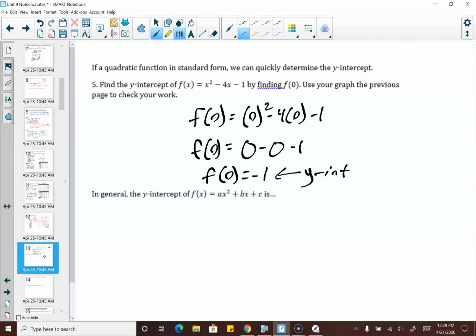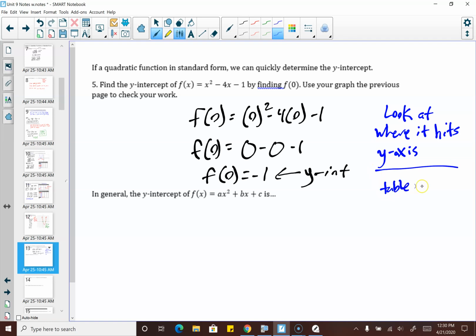Okay, but if you want to use the graph to find it, what you're going to look at is where it hits the y-axis, okay? Or on the table, okay? So if you want to look on the table, it is where x is equal to 0, all right? So if you look at the table from the previous page, you see this point on there, 0, -1, okay?